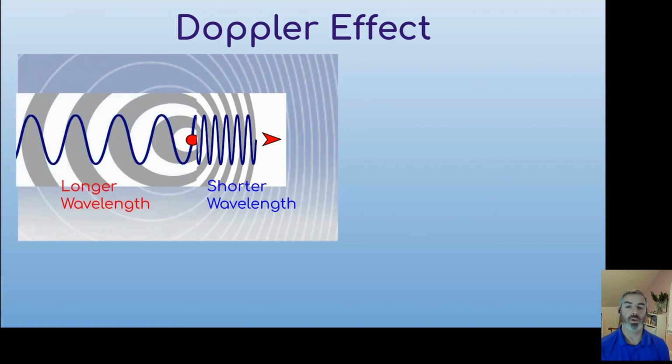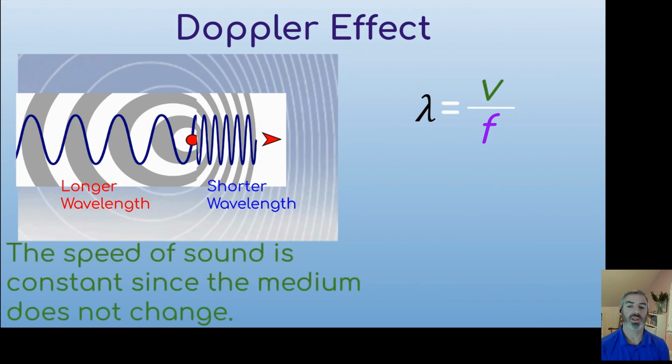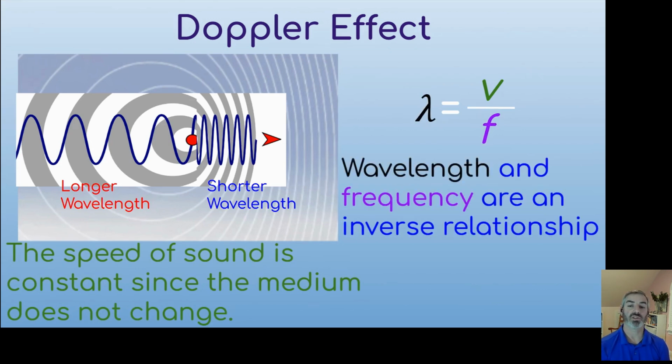So we know that wavelength is equal to speed divided by frequency. Now, the speed of the wave is in air, so there's no change in medium, so that's not going to change the speed. That leaves us with wavelength and frequency as an inverse relationship. So the shorter the wavelength, the higher the frequency, and the longer the wavelength, the lower the frequency. So it sounds something like this using this car horn.